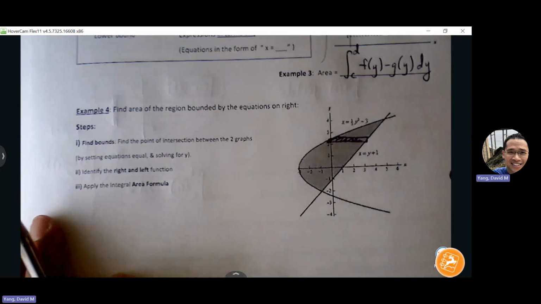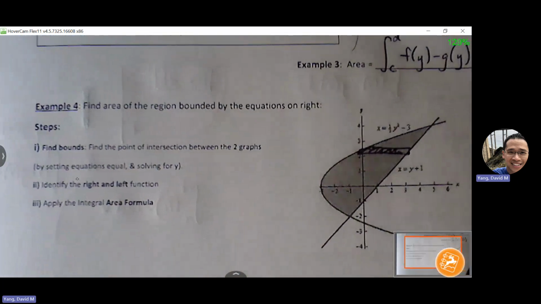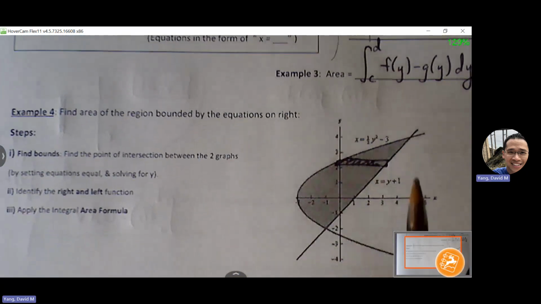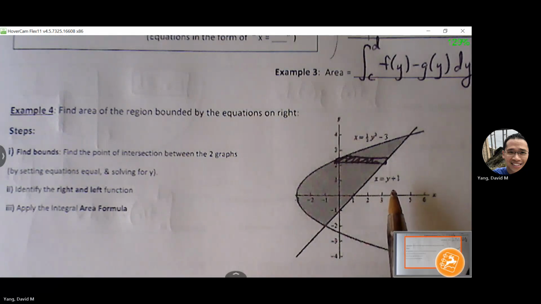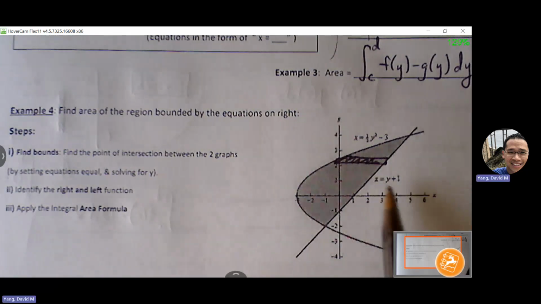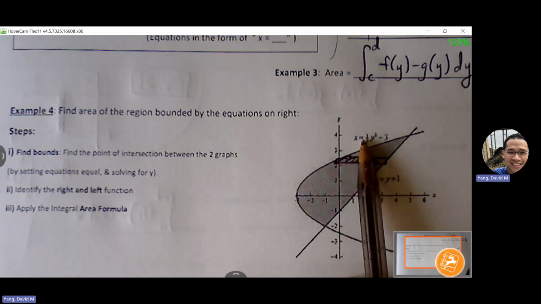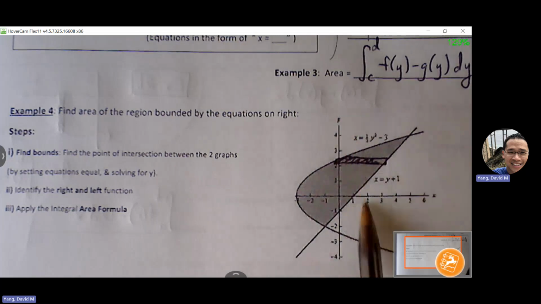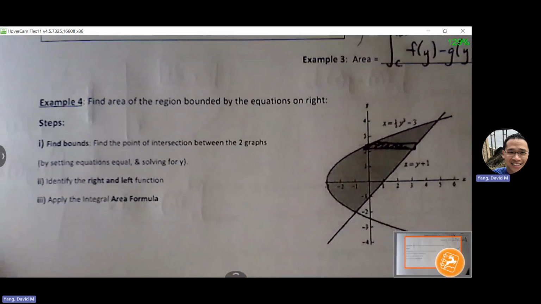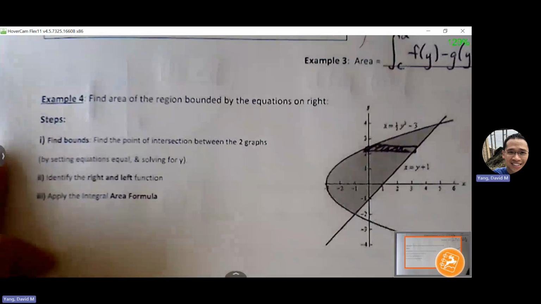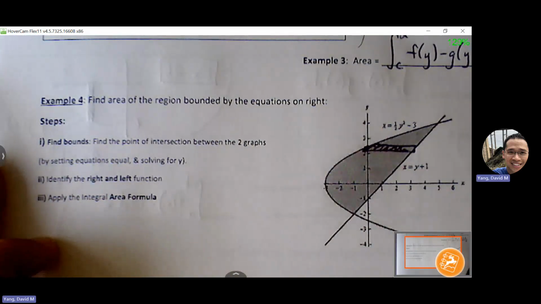But if I want to do horizontal rectangles, then everything has to be adjusted. My bounds have to be in terms of y. My equation has to be in terms of y. So this one is set up nicely because this is x equals y plus 1. They already wrote that equation as x equals. And here, this is x equals 1/2 y squared minus 3. So they're both in the proper form. If they're not, we'll have to rewrite it, and that's something that we're going to practice on the next page. But this is a little bit easier. Everything's set up for us.